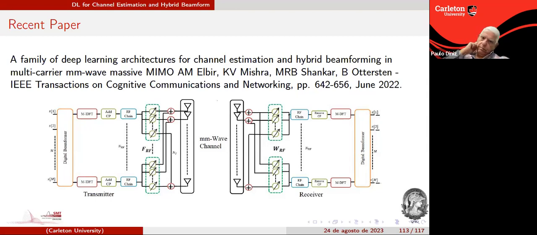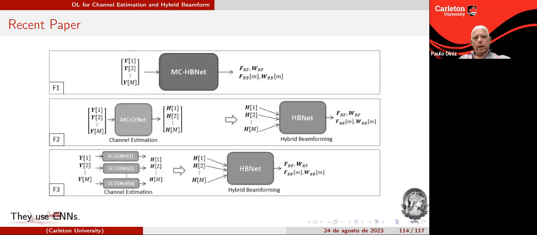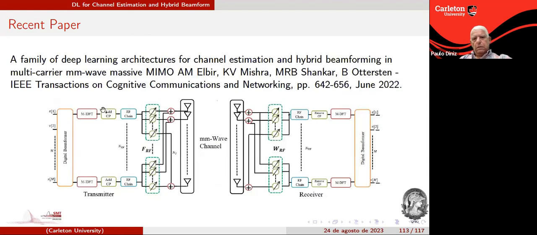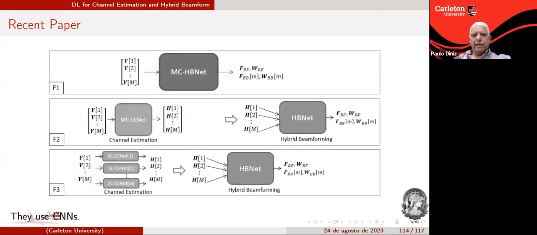One solution was made by the group of Bjorn Ottersten, in a recently published paper. What he does is, just to show you how whatever I said here applies, suppose I have my Y signal, which is at the output of this network, and I'm trying to learn everything about how to design the best beamformer here, best beamformer here, best beamformer here. I mean, the analog one, digital one at the receiver and the transmitter end, et cetera. So it's a very sophisticated system.